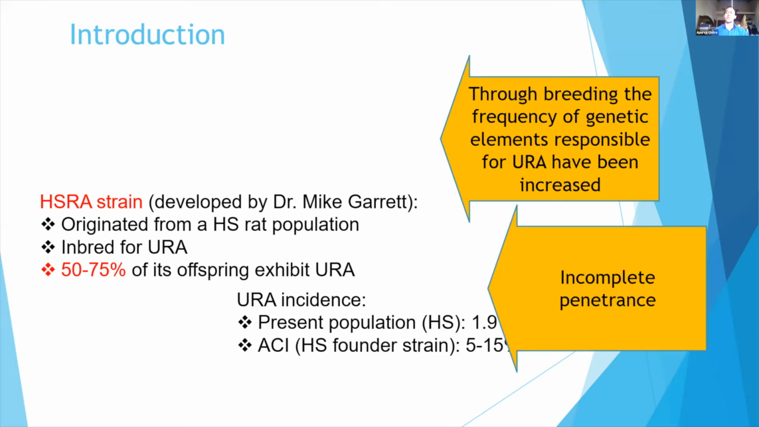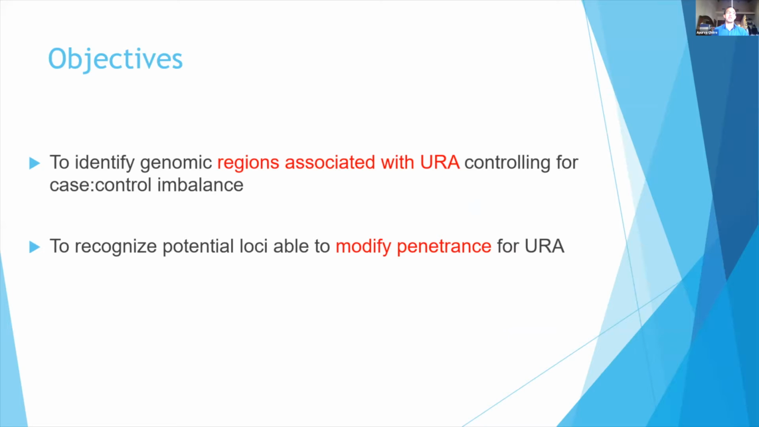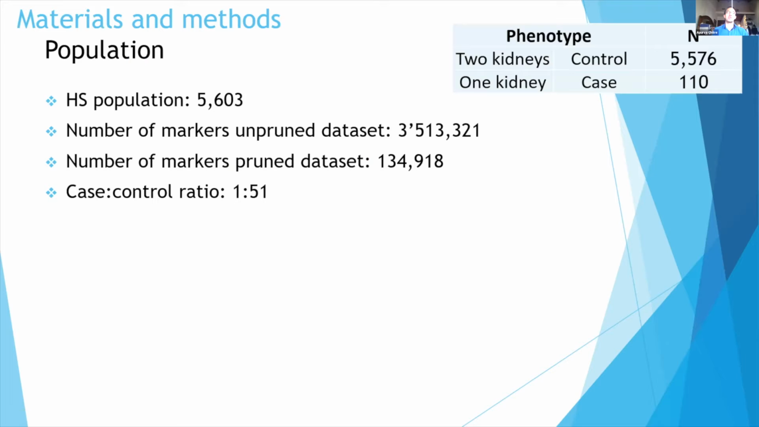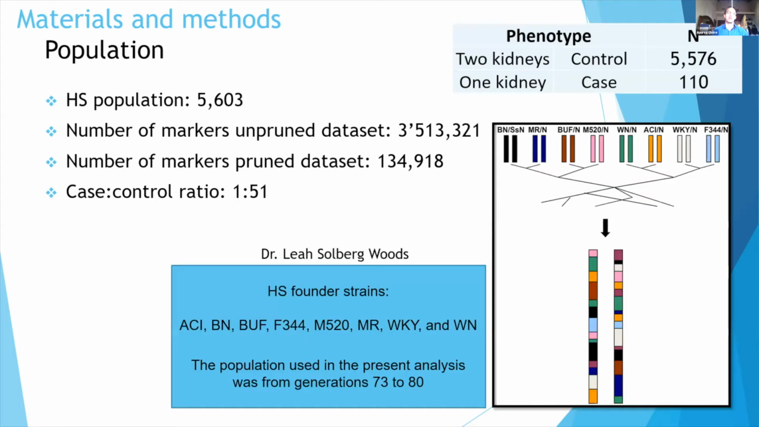Additionally, an incomplete penetrance has been described for this phenotype. The objectives of this analysis were to identify genomic regions associated with URA controlling for case-control imbalance, and to recognize potential loci able to modify the penetrance for this phenotype. Materials and methods: we used 5,600 individuals from the HS population. Those individuals were genotyped for 3.5 million markers, and the case-control ratio that we identified was around 1 case per 51 controls. So this case-control imbalance is not very extreme.